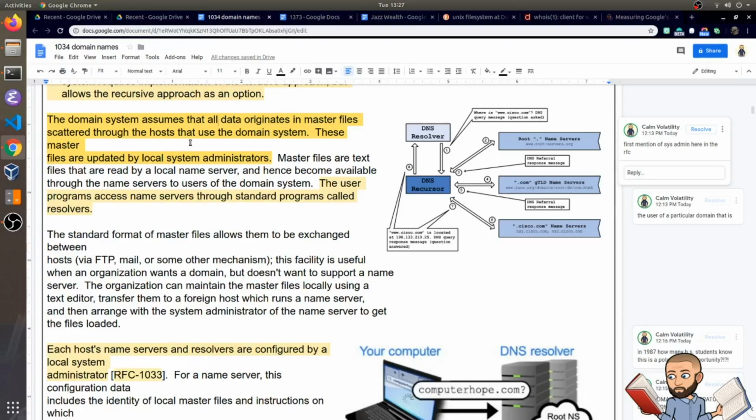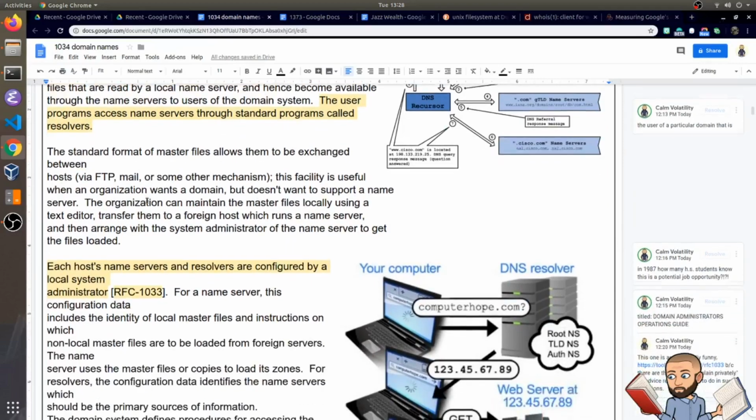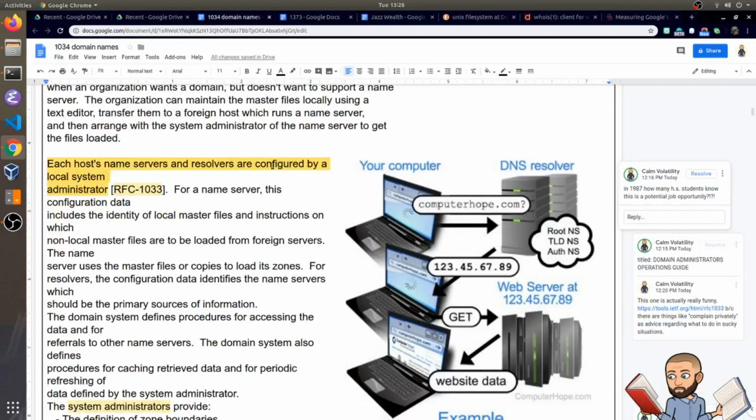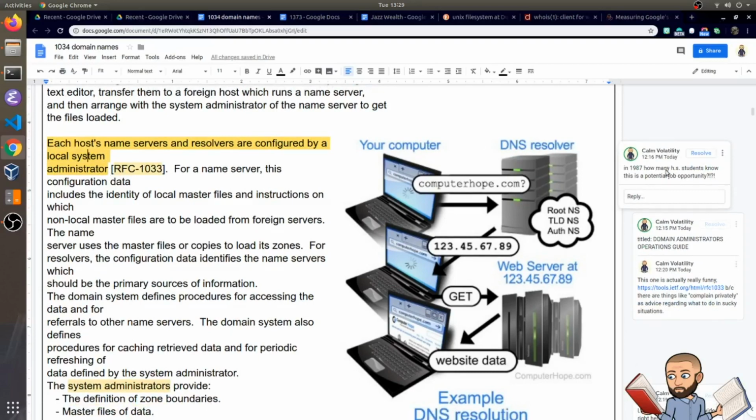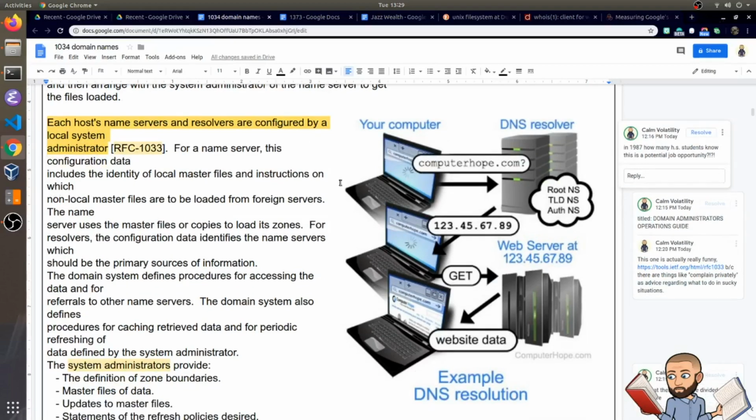Here they say the domain system assumes that all data originates in master files scattered throughout the hosts that use the system. These master files are updated by local system administrators. So right here we have our first mention of a sysadmin, which is separate from the user who uses programs to access name servers through standard programs called resolvers. Now we can skip this paragraph and jump to each host's name servers and resolvers are configured by a local system administrator. And that makes me wonder, back in 1987, how many high school students knew at this time that this is a job they can grow up to do?